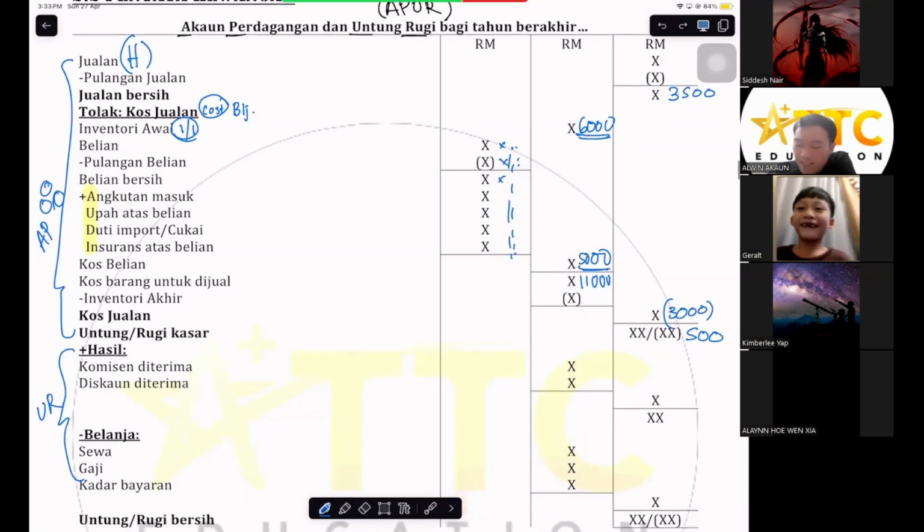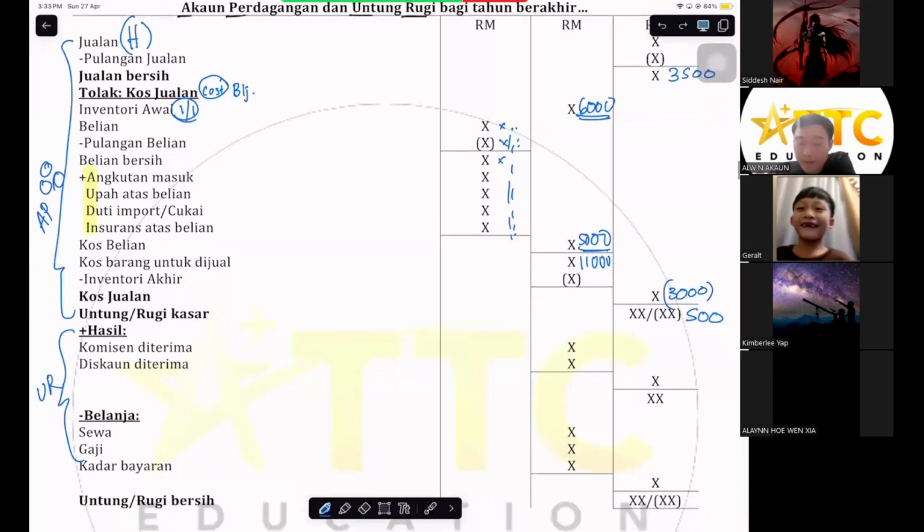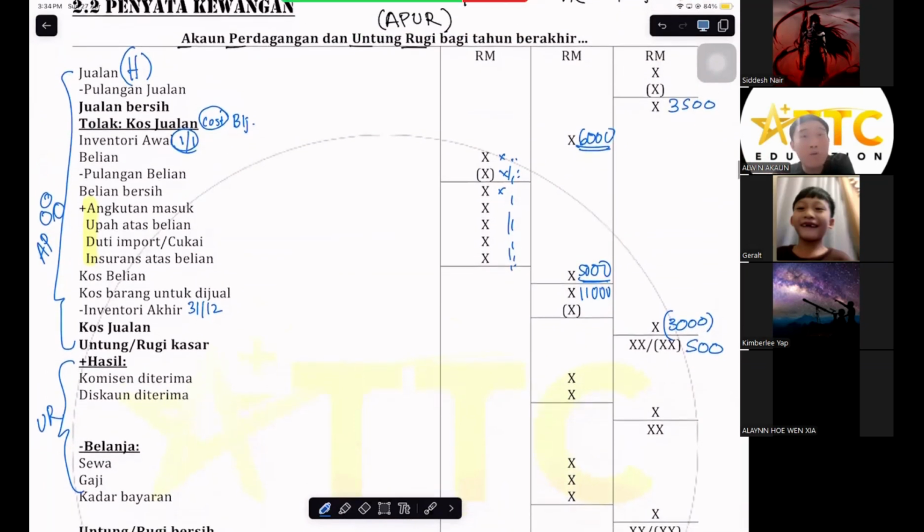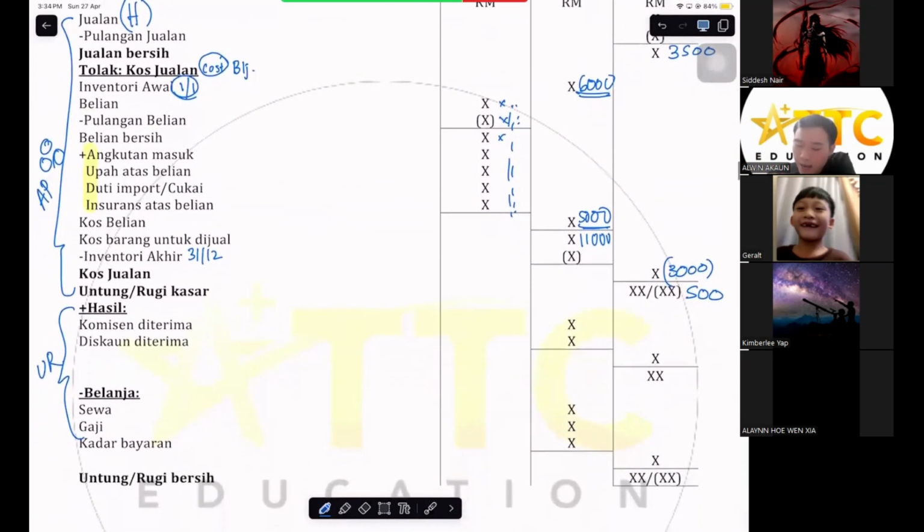Okay, then after that, let's say at the end of the day, inventory akhir normally is the 31st of a month, meaning year end. At the end of the year, this one is one full year. Normally, apur is for one full year. Let's say I have 8,000 barang niaga left. So meaning to say I have already sold off 3,000, which means cost jualan.